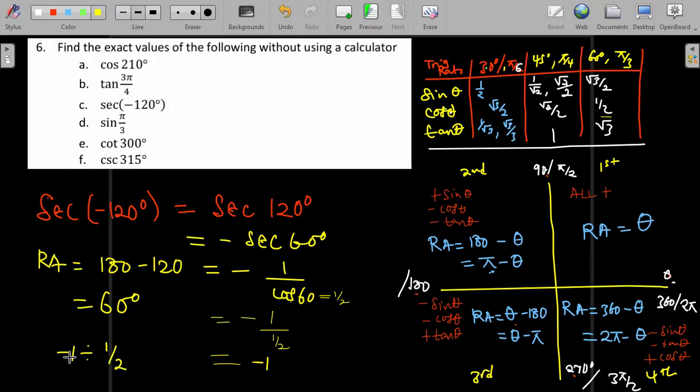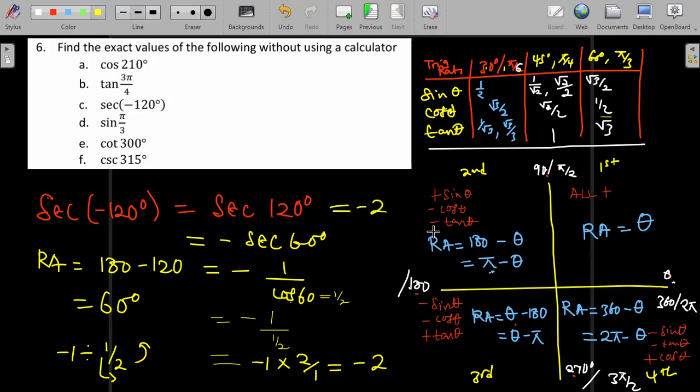And then we change this one to be times, and then this one goes up, this one comes down. So it will be 2 over 1. So it will just be what? Minus 2. So this one now is correct. So meaning sec of minus 120 is just minus 2.